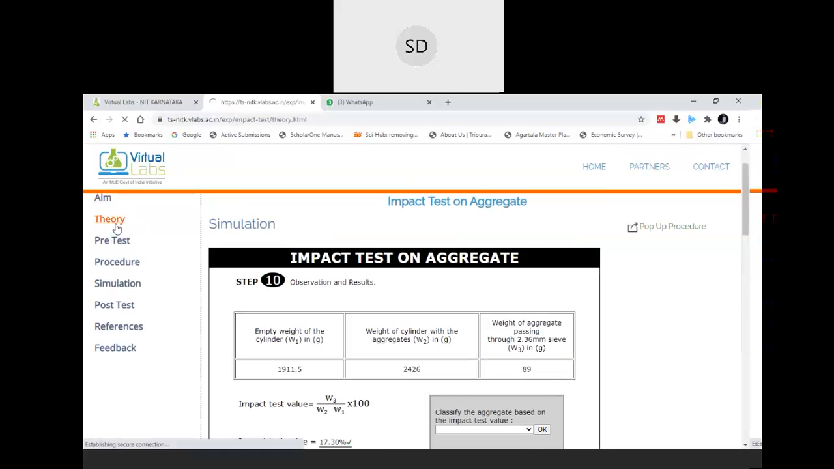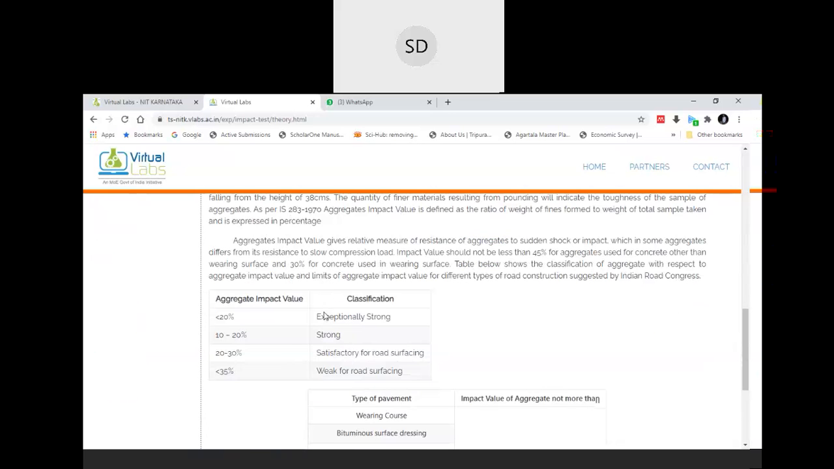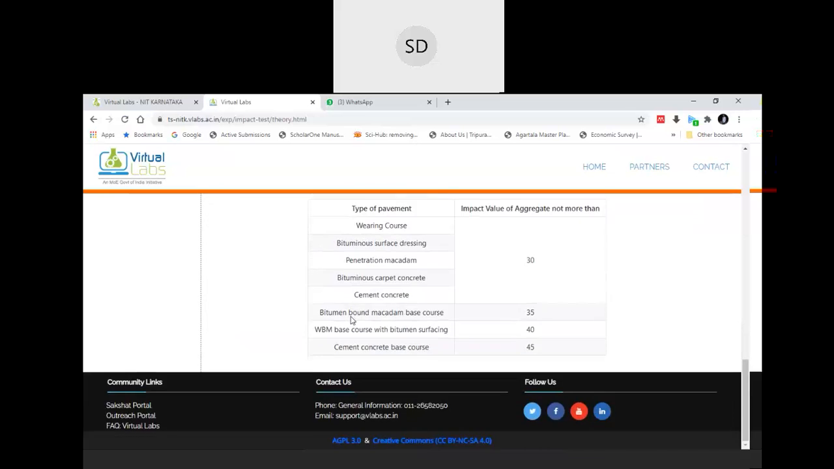Now, if you go for the theory of the test, if your aggregate impact value is lesser than 10%, that is exceptionally strong. If it is 10 to 20%, it is strong. If it is 20 to 30%, it is satisfactory for road surfacing. And if it is more than 35%, in that case, it is weak for your road construction. So basically, that is the classification of the aggregate based on your impact values.